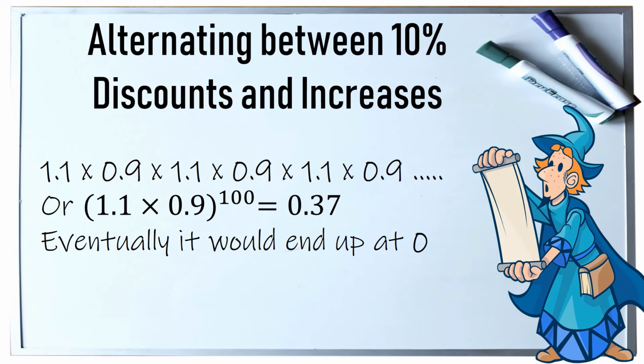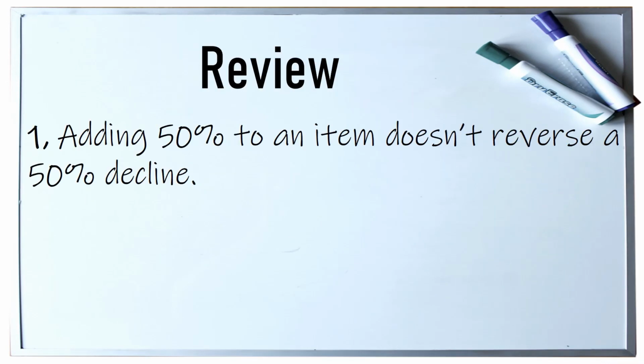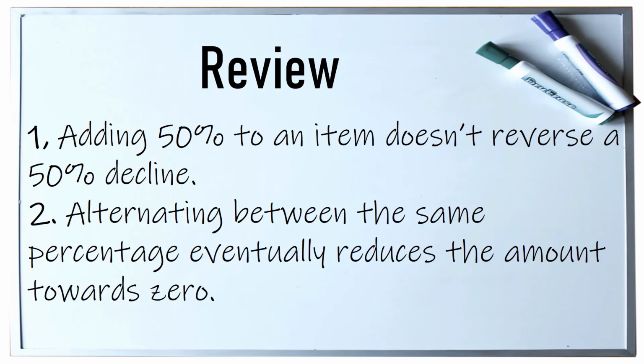This means that the shop assistant would eventually have his prices all set at 0, which makes it a bit of a silly pricing mechanism. To recap, adding 50% to an item doesn't reverse a 50% decline. Also, when we alternate between the same percentage, eventually it reduces the amount towards 0.